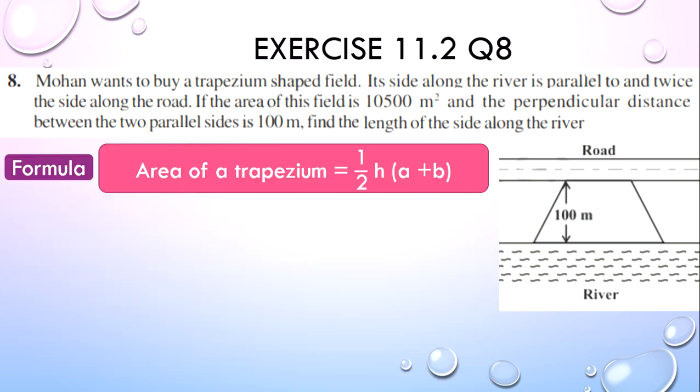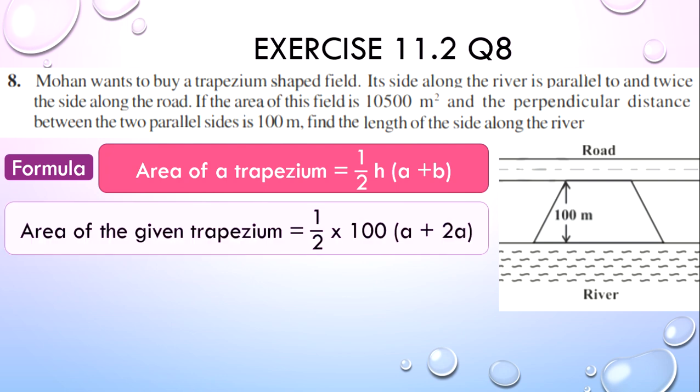Now you all know that the formula for area of a trapezium is half into h into (a plus b), half into height into sum of the parallel sides. So let us find the area of the given trapezium. This is equal to half into, here height is 100. The perpendicular distance between the parallel sides is the height, which is 100. And the parallel sides are A and 2A. So the sum of the parallel sides will become A plus 2A within the brackets.